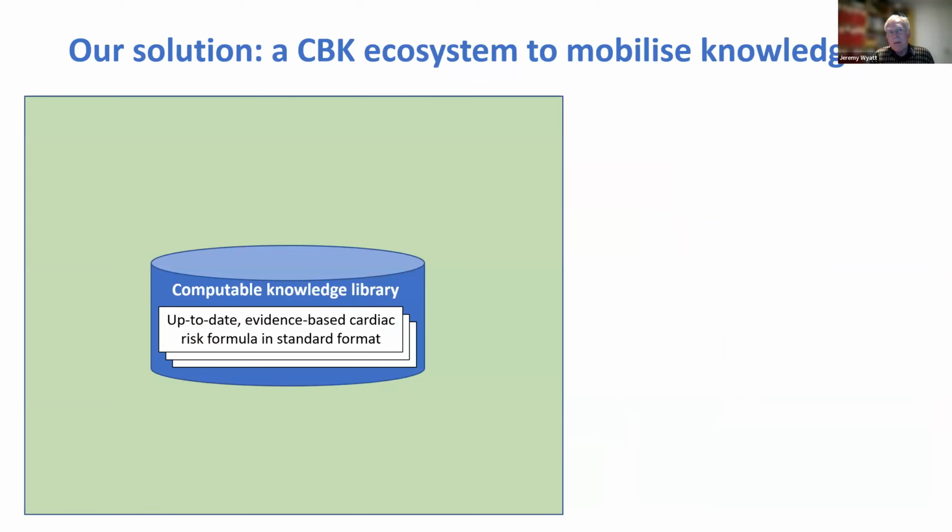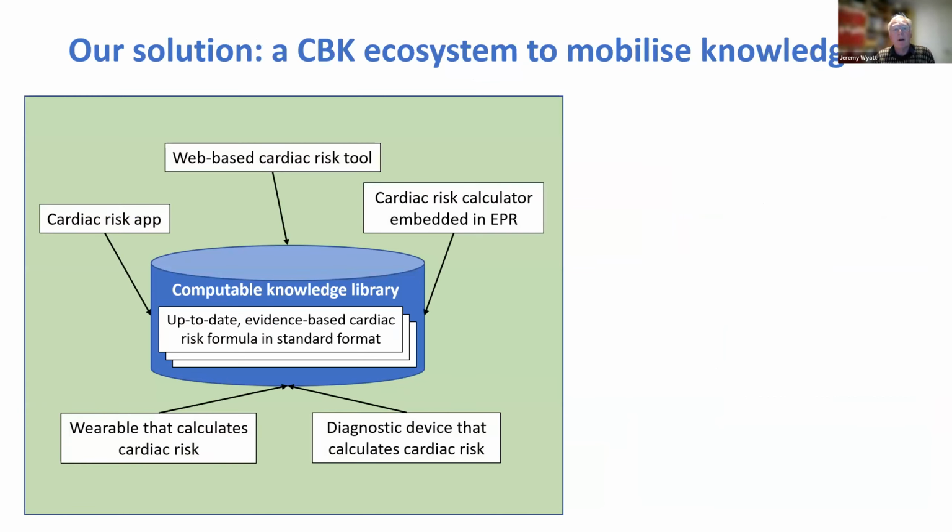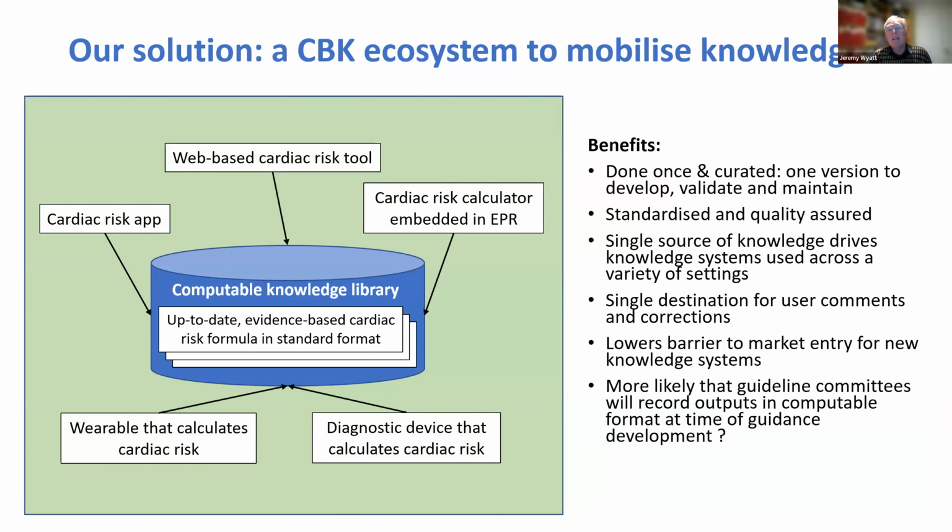our vision is, that we have a computable biomedical knowledge ecosystem which helps to mobilize knowledge. So you really just have one up-to-date evidence-based cardiac risk formula in standard format, which can then be used in all those different apps and tools. And the advantage of that is that it's done once and then curated. So it's just one version to develop, validate, and maintain. It's standardized and quality assured. That single source of knowledge drives knowledge systems across a variety of settings. So there's consistency. It's also a single destination for any comments and corrections and updates.